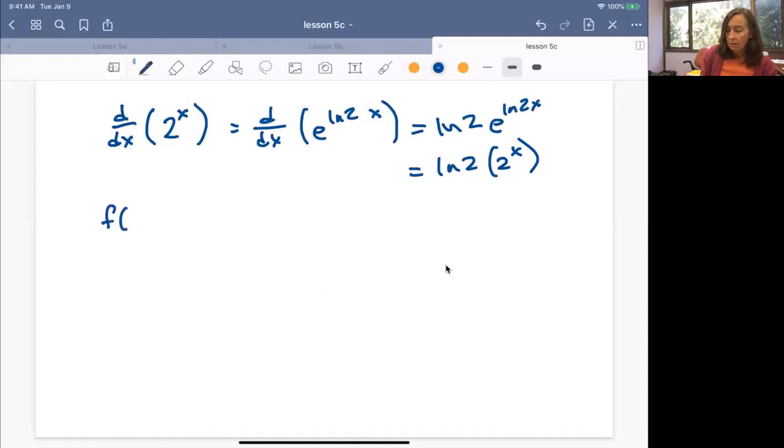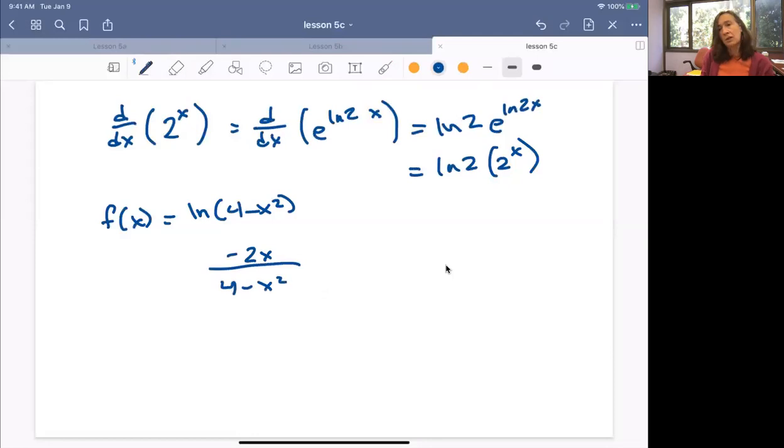Let's look at another example. If we have f of x is the log of 4 minus x squared, again we're going to take the derivative of the inside. The inside function is 4 minus x squared. That's our numerator of the fraction, negative 2x, divided by the outside. The outside function is the log of a thing, and the derivative of that is just 1 over the thing. And here the thing is 4 minus x squared.